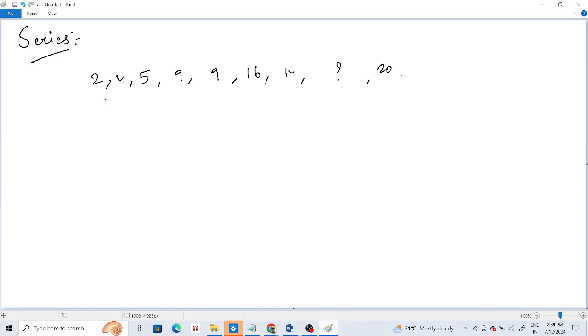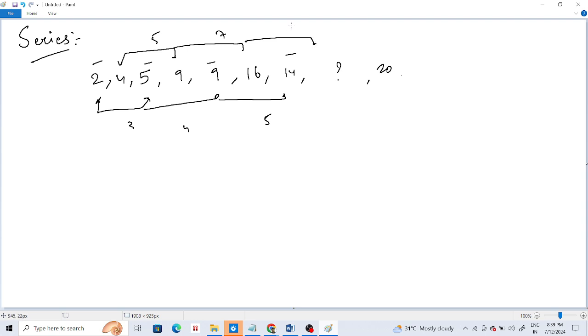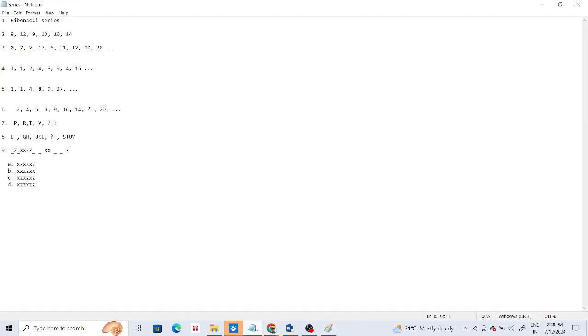So 2, 5, 9, and 14 are in one series, and the difference is increasing. The first was 3, then it increased to 4, and then it increased to 5. And then 4, 9, and 16 are in another series. The difference between 4 and 9 is 5, the difference between 9 and 16 is 7. Then 16 plus 9 should be the next number. Yes, we did this series last year. I remember now.